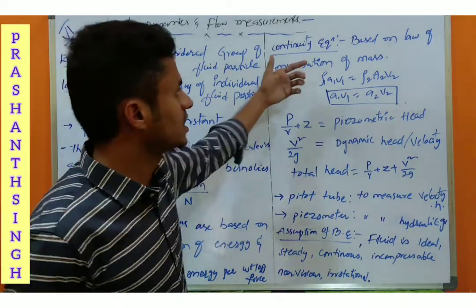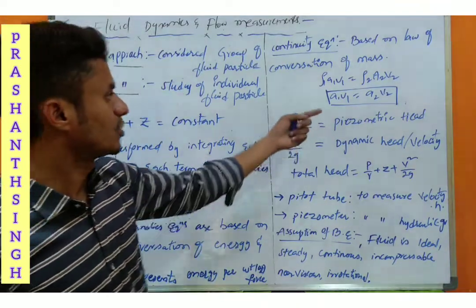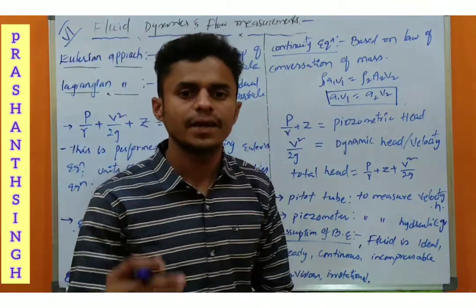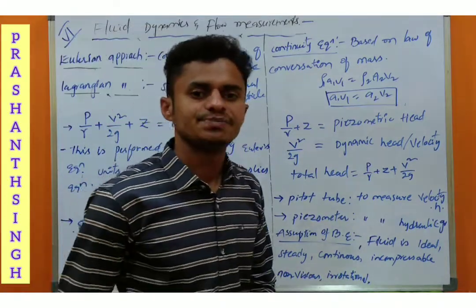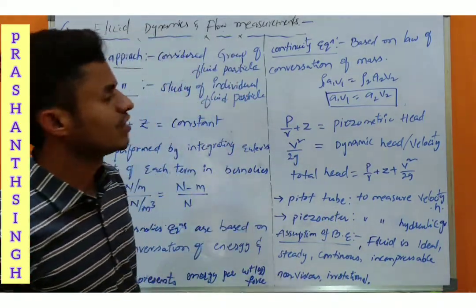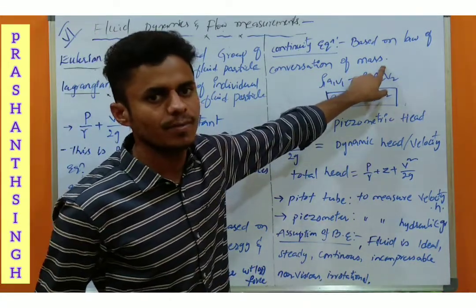Next one is the continuity equation. What is the continuity equation? We know the formula A1 V1 equal to A2 V2. This continuity equation is based on the law of conservation of mass.